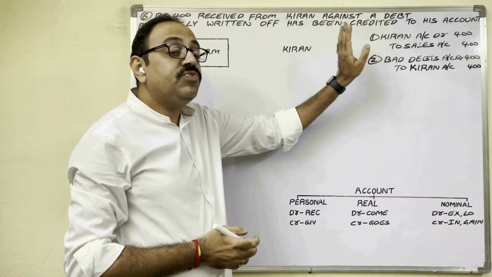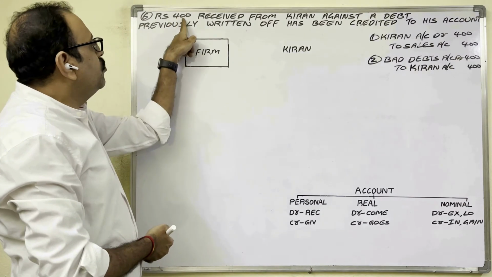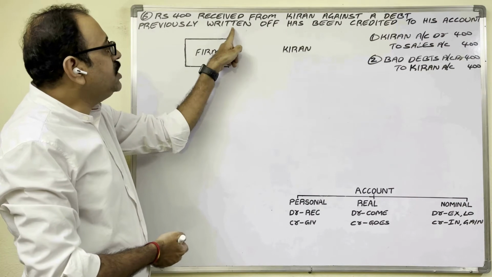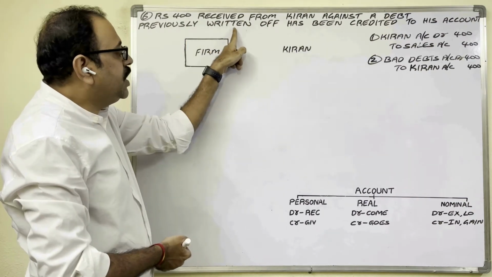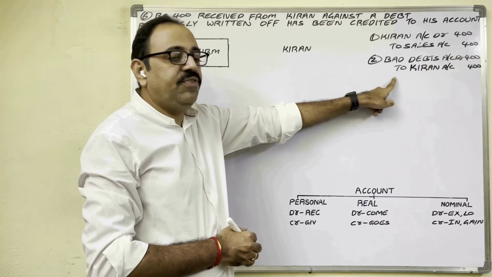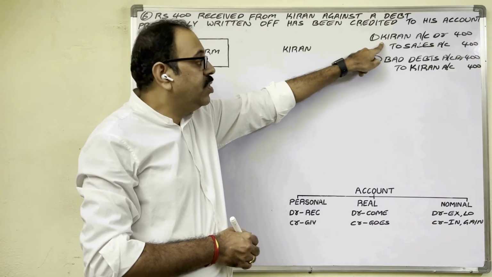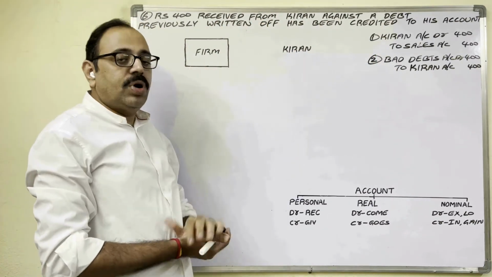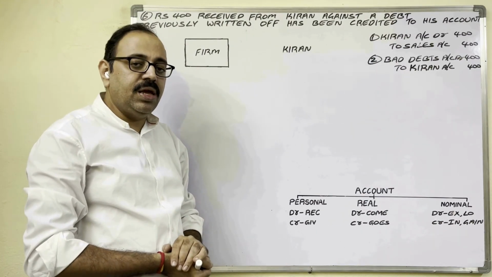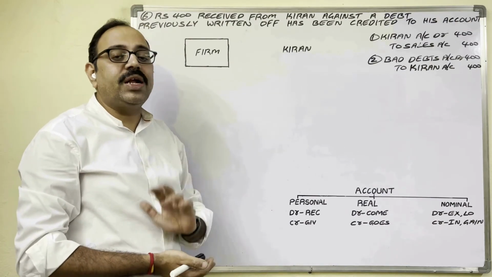Already these two entries the firm wrote in books. Now, see the transaction: 400 received from Kiran against a debt previously written off. Previously written off means this is the entry for that. For writing off the debt, this is the entry. To understand this entry, I wrote the first entry also. Now, we thought that Kiran is not going to pay this 400. But luckily, one day he came to our shop and paid that amount. For this, we should write the journal entry.